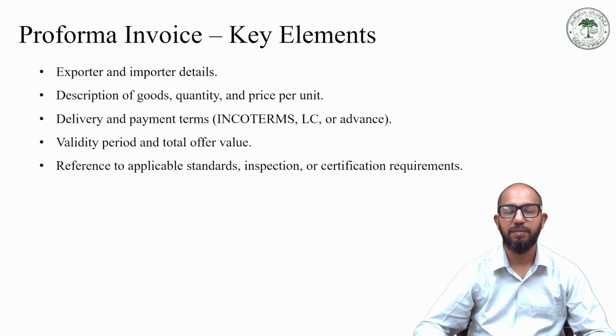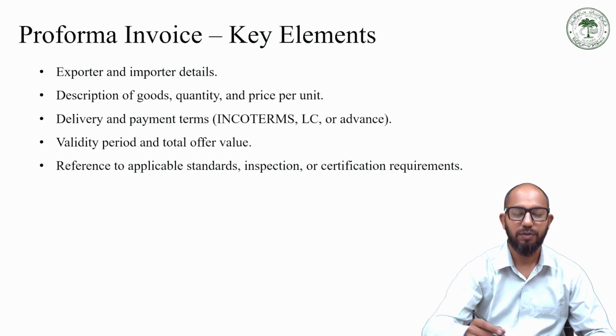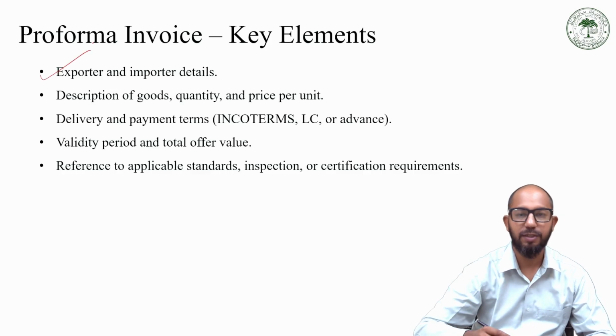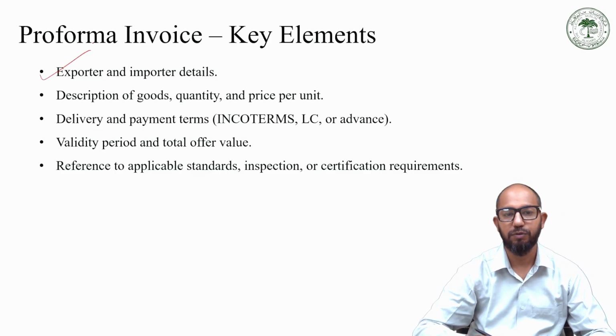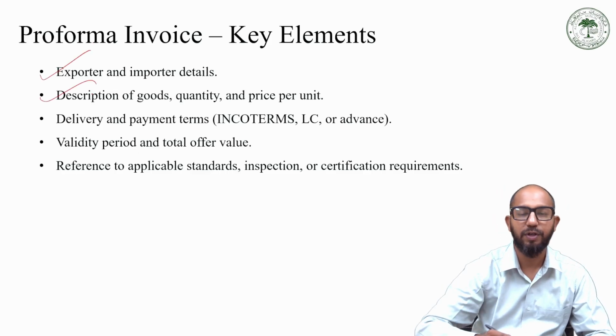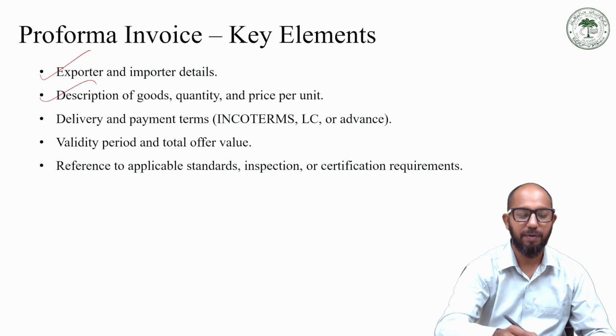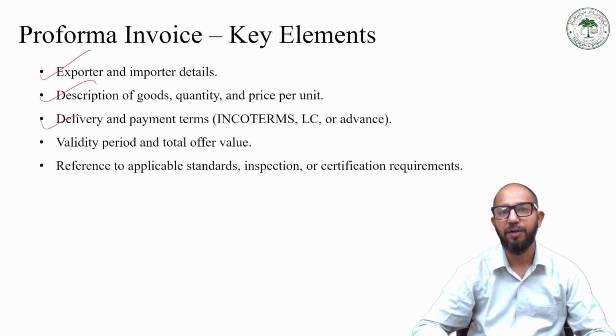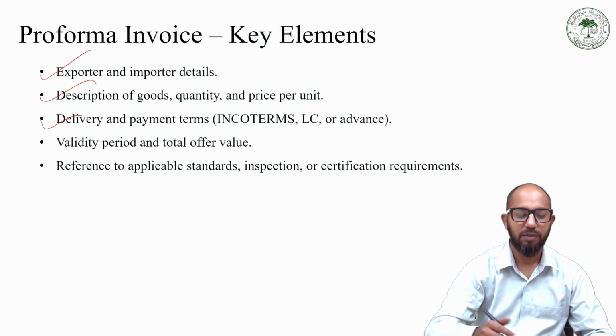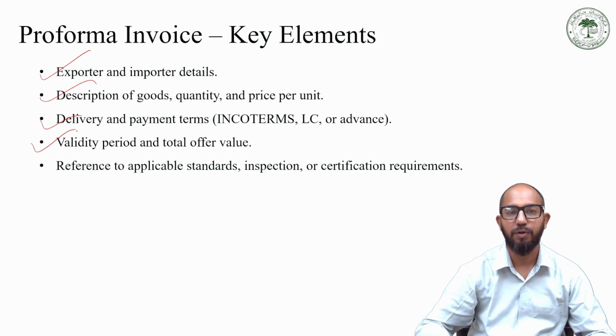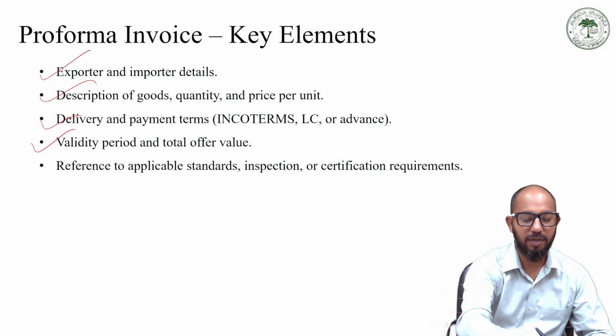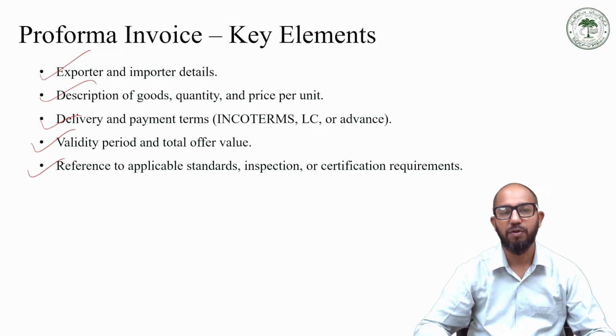What are the key elements of a proforma invoice? The exporter and importer details, description of goods including price and quantity, delivery and payment terms, for example, international commercial terms, letter of credit, etc., the validity period and total offer value, as well as reference to applicable standards, inspection, or certifications as per the requirement.